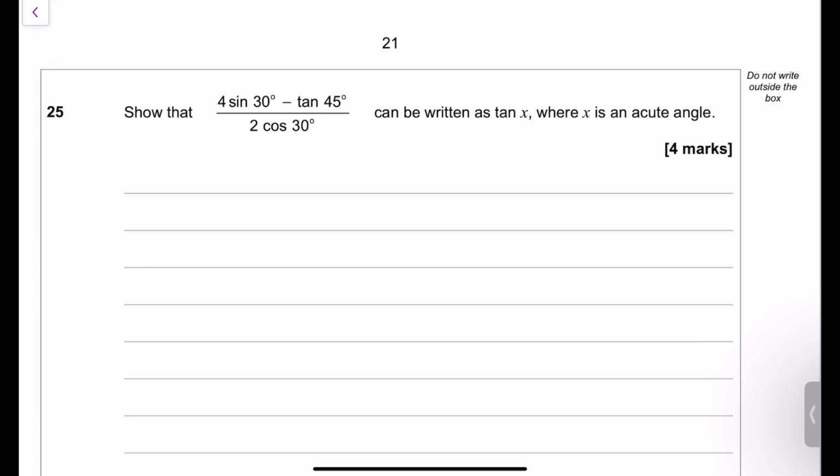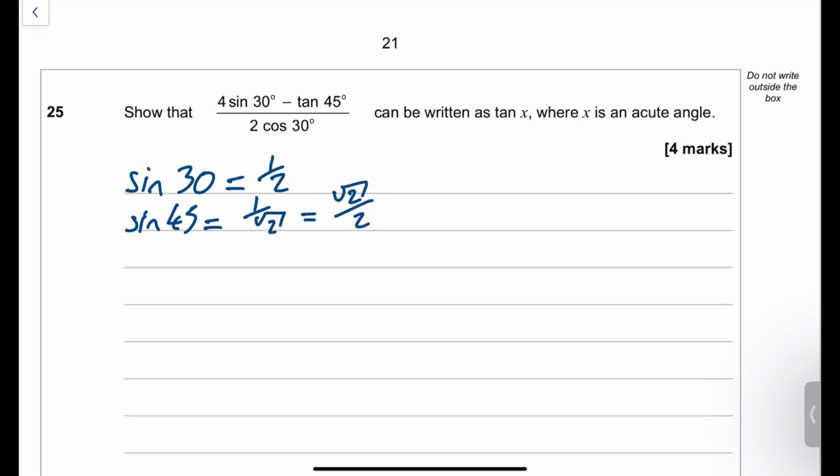I've never done this exam board, I'm not too sure what they're looking for, but I'd imagine you will have been taught the trig ratios for specific angles like 30, 45 and 60. So let's just go through those. Sine of 30 is equal to a half. Sine of 45, you may have learned as 1 over root 2, or as root 2 over 2, it's the same thing. This is maybe the more old-fashioned way, that's the way I would do it, to be honest.